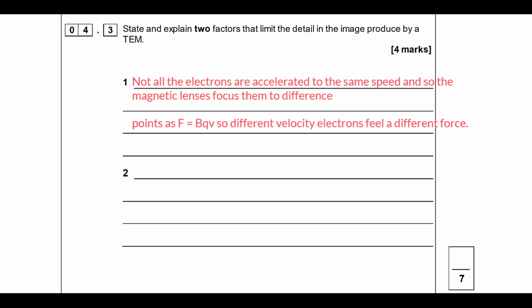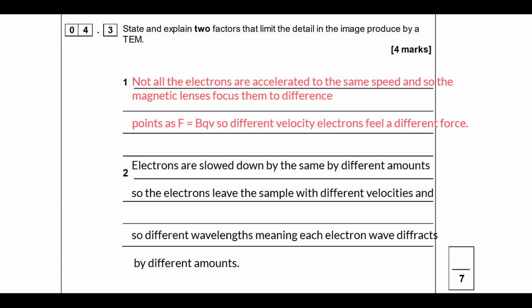And the second is that when electrons actually encounter your sample, they are going to be slowed down, which changes their velocity and changes their wavelength, giving you different diffraction for each electron wave. Okay, so that's the second source of errors in your microscope, and those are going to lead to blurring of your images for that point. So that's what we're going to get.